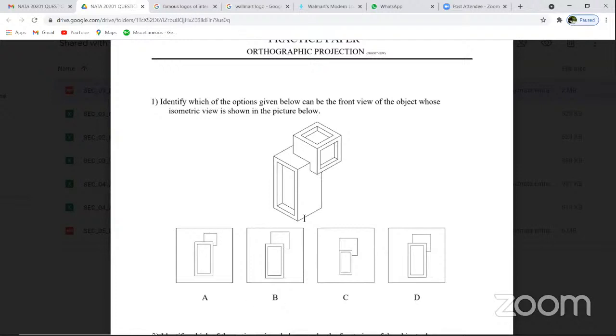Ma'am, but in the B option, the block surface area shown is more, but in D it's approximately the same. In the B option, the surface is a bit above, and in D it's from below.